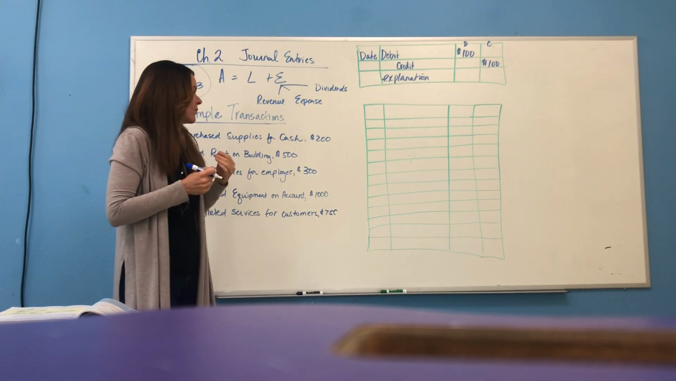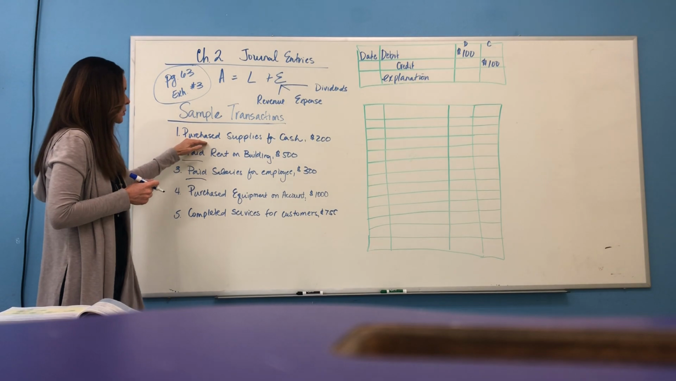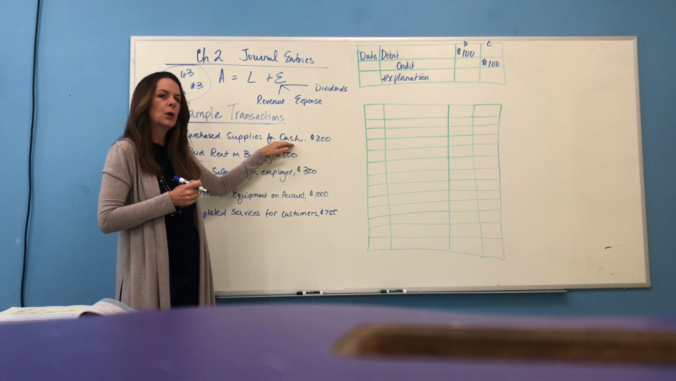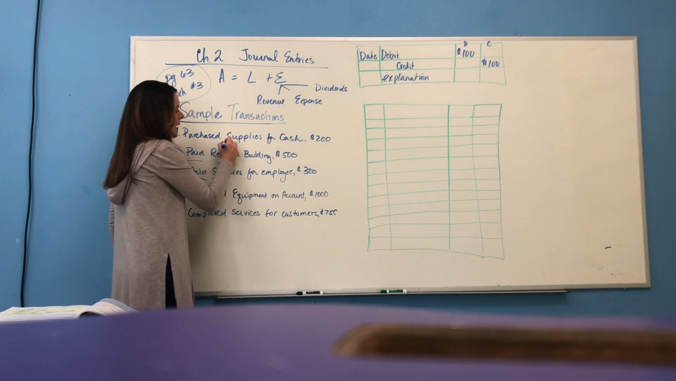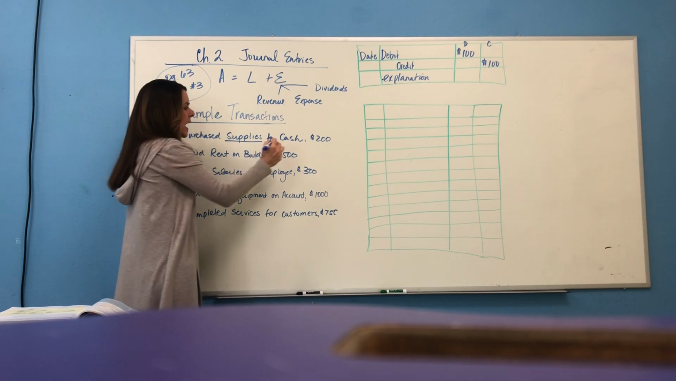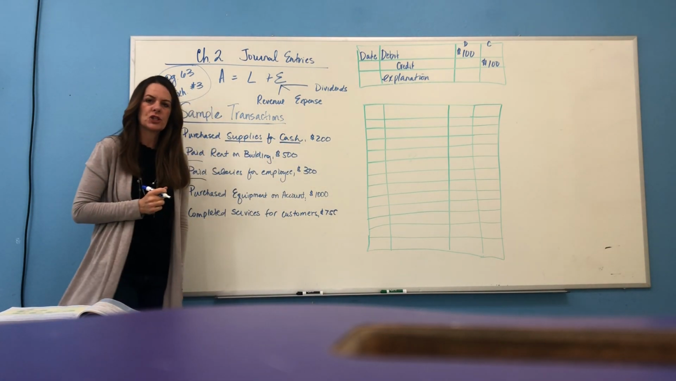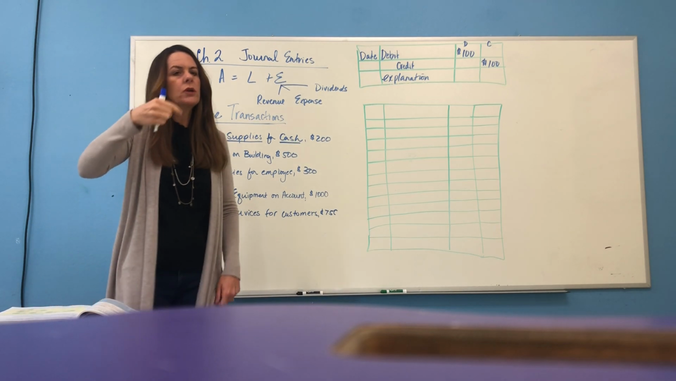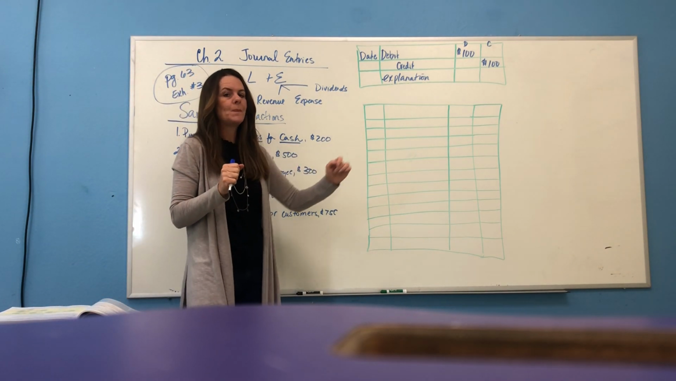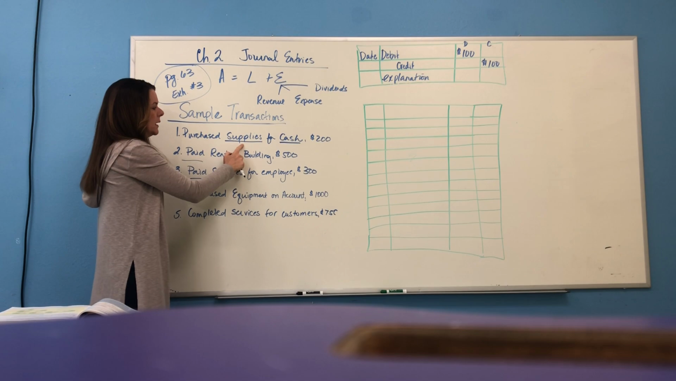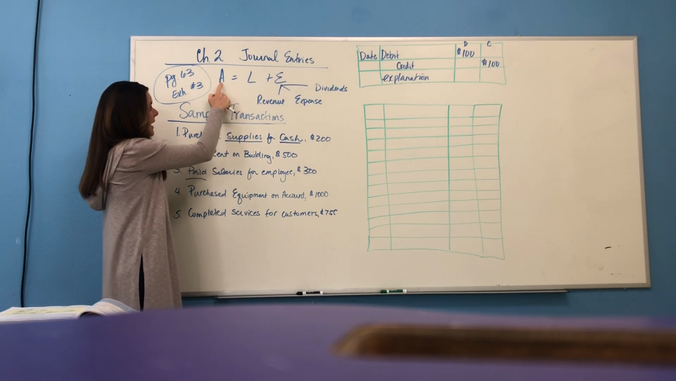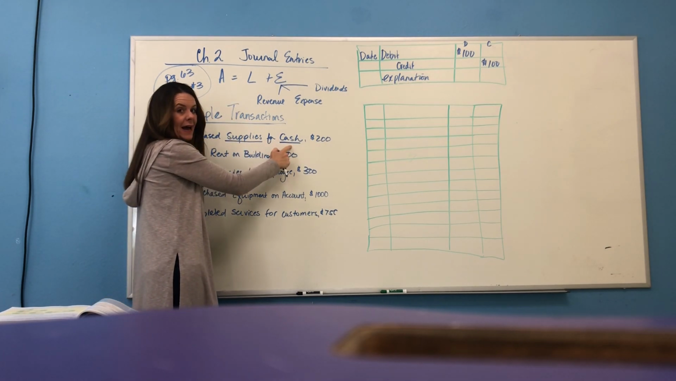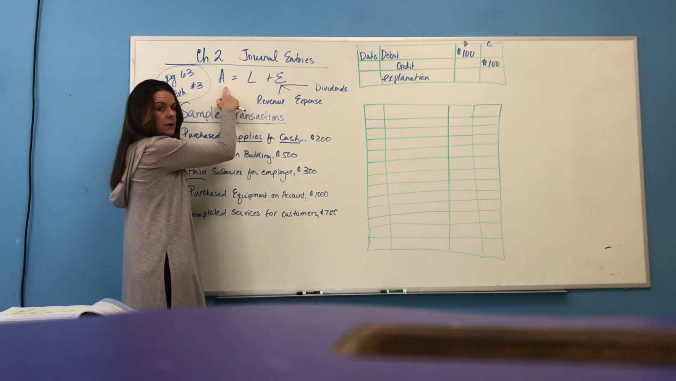So for instance, in this first transaction, it says purchase supplies for cash. Well, you're going to need to know what type of an account supplies is and what type of an account cash is first, before you try to put it into the journal. So we know from Chapter 1 that both supplies and cash are assets, okay?